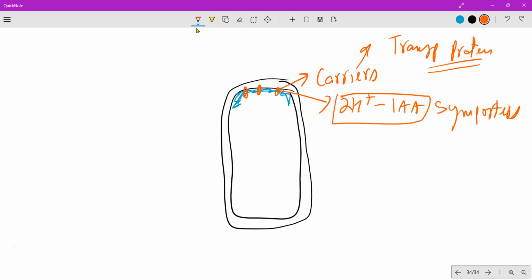Okay. Now the question is how this functions. It is an active transport. I'm telling you this is active transport. Okay, so see what happens.